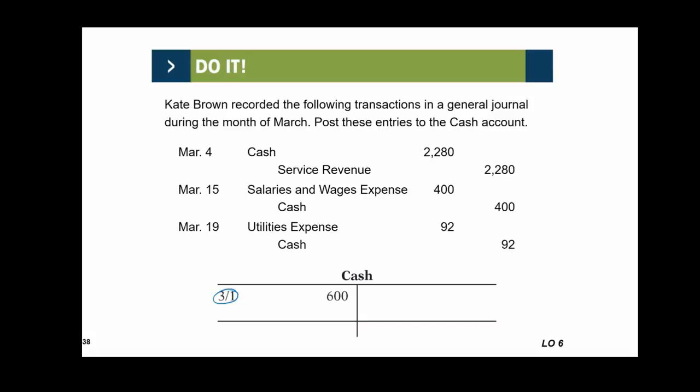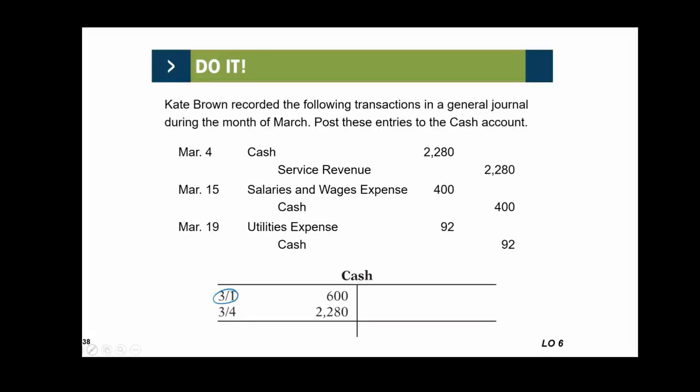Next, what do we have? That's easy. Just look at the journal entry, and you can see that the first one, March 4th, is a debit to cash for 2,280. So March 4th, we have the debit, and we put it on the debit side. Then we have salaries and wages expense paid in cash, and utilities expense also paid in cash. So March 15, and you always put them in chronological order.